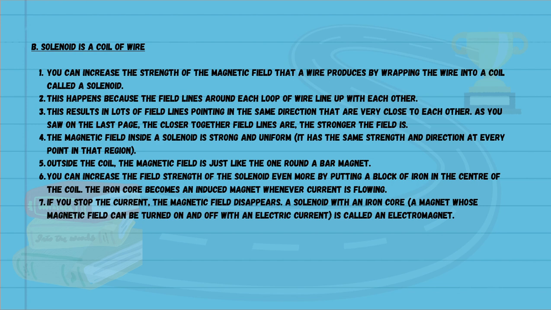You can increase the field strength of the solenoid even more by putting a block of iron in the center of the coil. The iron core becomes an induced magnet whenever current is flowing. If you stop the current, the magnetic field disappears. A solenoid with an iron core, a magnet whose magnetic field can be turned on and off with an electric current, is called an electromagnet.